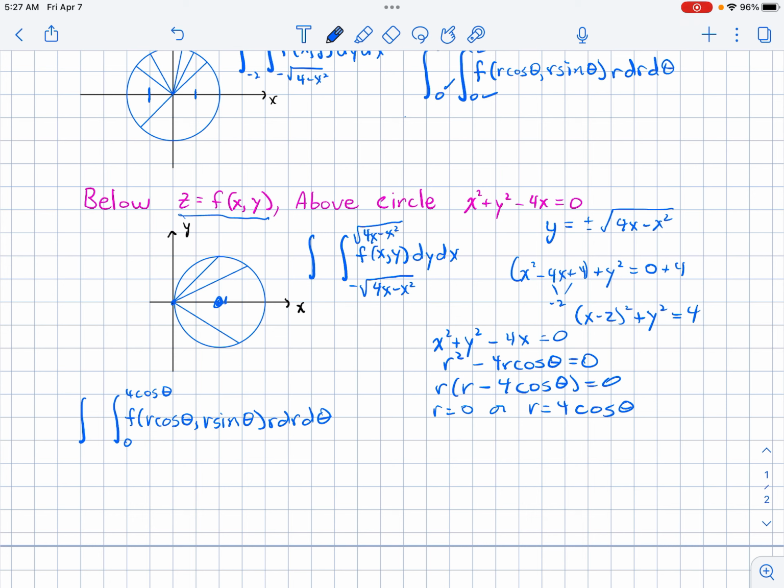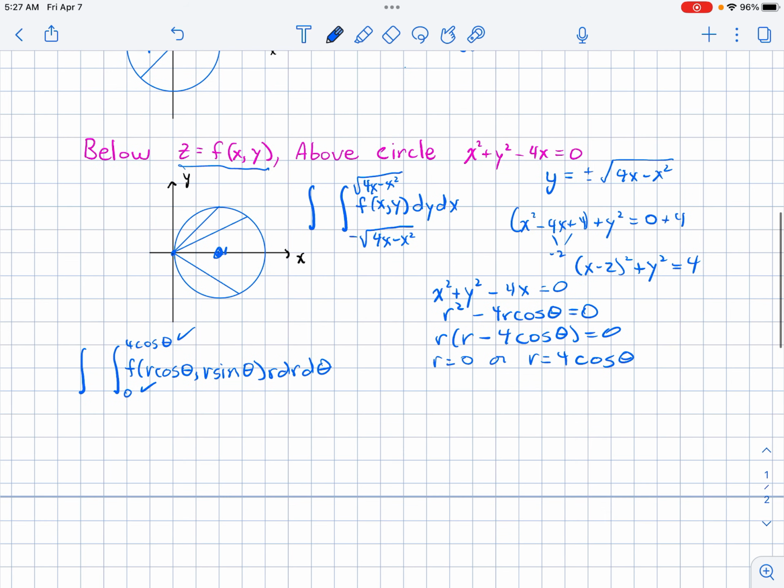Now notice, this circle is not centered at the origin, and our bounds are a little messier. Instead of going from 0 to whatever the radius is, now we're going from 0 to 4 cosine theta. Now, what does theta do? Well, there's different ways we could do this. I'm going to set theta to go from 0 to pi, because that's how we would complete this whole circle. We could go from negative pi over 2 to positive pi over 2, and we get the same thing. But another way to trace this circle out is to go from 0 to pi.